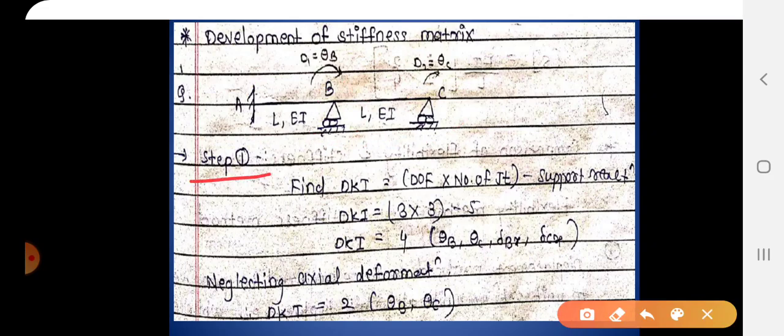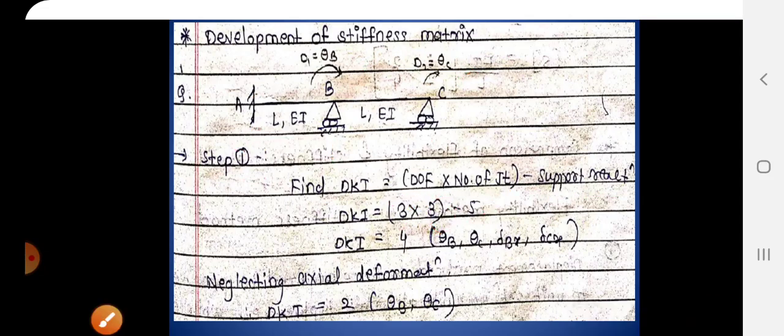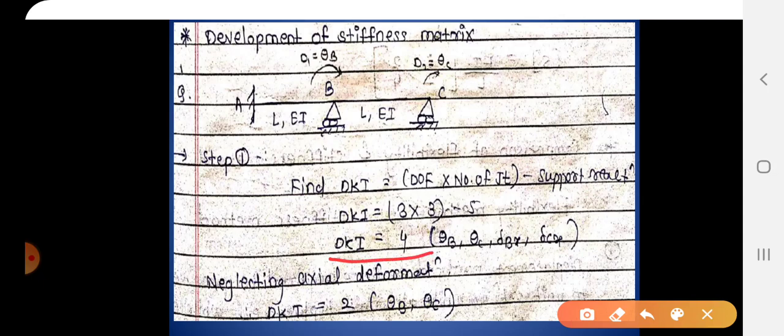You know DKI is nothing but it is related with the unknown displacement in the structure, degree of kinematic indeterminacy, and we have earlier seen in unit 1 what is the equation for DKI. Degrees of freedom into number of joints minus support reactions. Yes, degrees of freedom for beam 3, then number of joints A, B, C is 3 and minus support reactions. Yes, support reaction at A 3, at B 1 and at C 1, so total 5. Now you can see that DKI is 4 and DKI is unknown displacement.